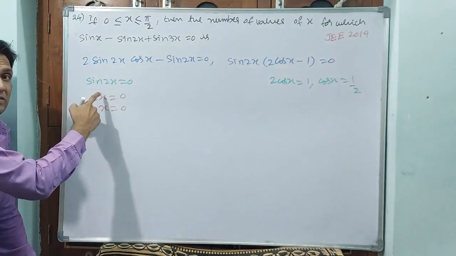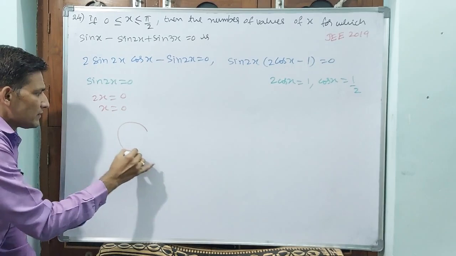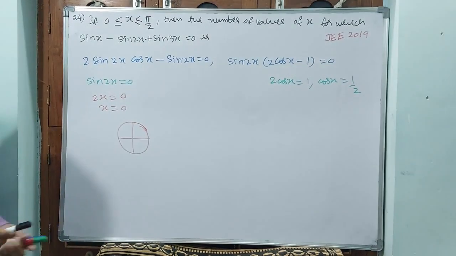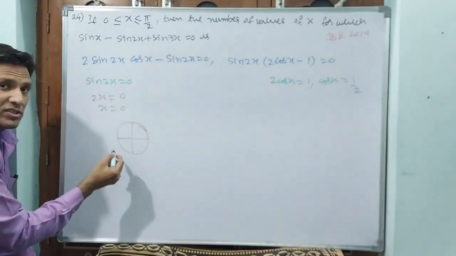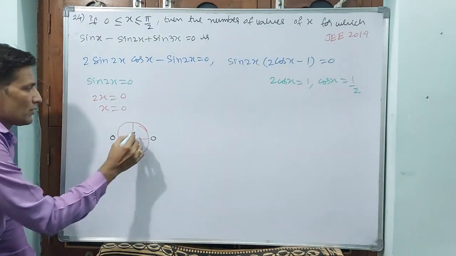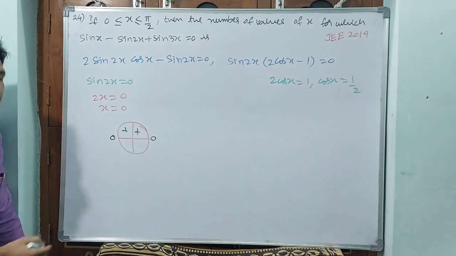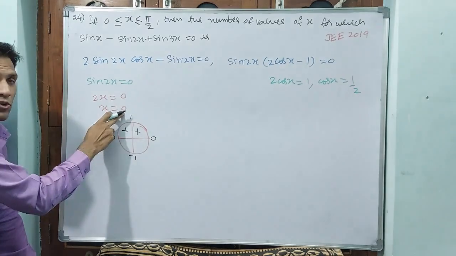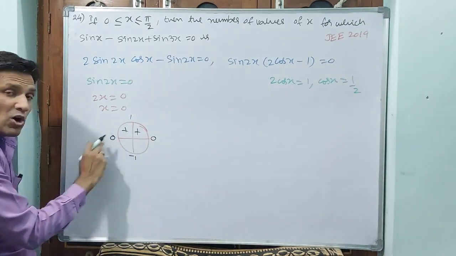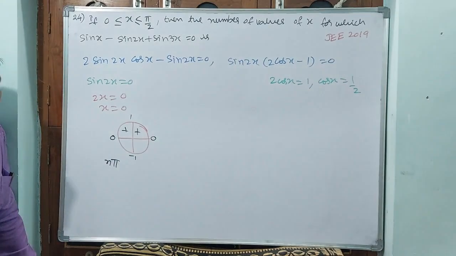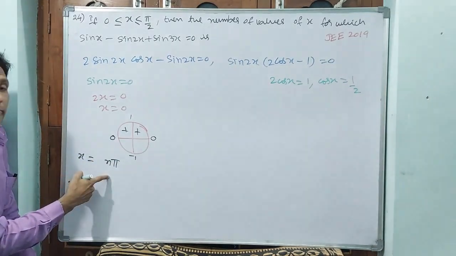X is 0, but see what I am writing. This is sin. Sin here also 0, here also 0. These two are positive. Here it is 1, here it is minus 1. But we don't bother about 1 and minus 1. We want 0. Here also 0, here also 0. Both are 0, so what is it? n pi. Okay, x is equal to n pi.